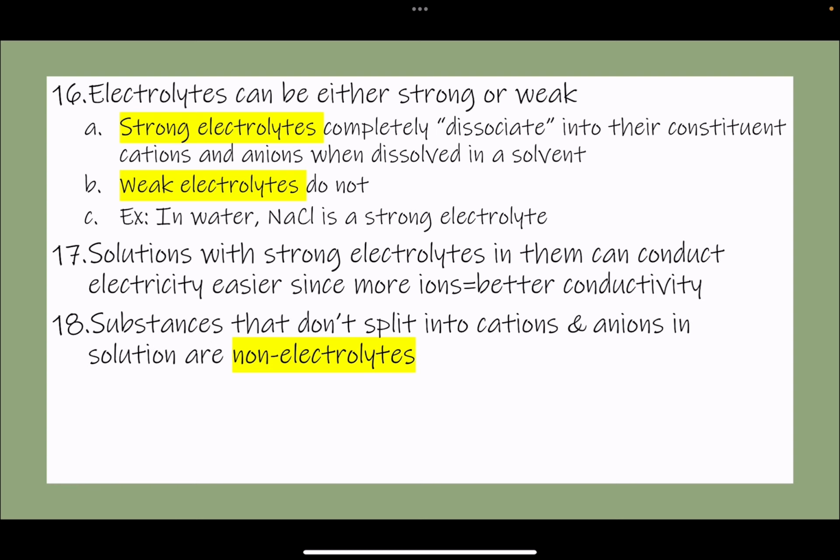There are some substances which don't split into cations and anions at all when dissolved in water, and these substances are called non-electrolytes. Sugar is one example. Sugar, or sucrose, is a covalent compound, so it's not going to split into ions when we dissolve it in water or some other solvent, as the case may be.